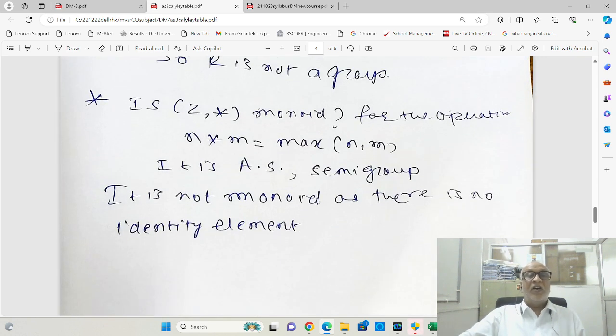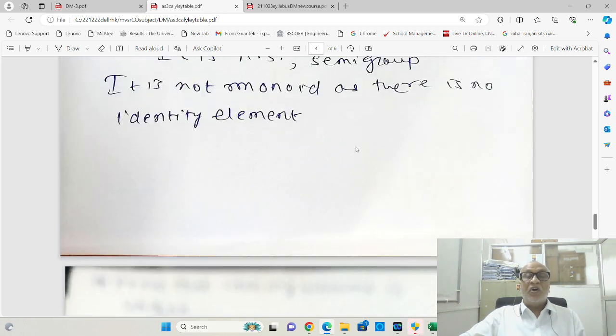Similarly, let us say we have (Z, star), where Z is the set of integers, and this is our operation: n star m is equal to max of n comma m. For this case, it is an algebraic structure, it is a semi-group, but it is not a monoid, as there is no identity element with respect to this max of n comma m.